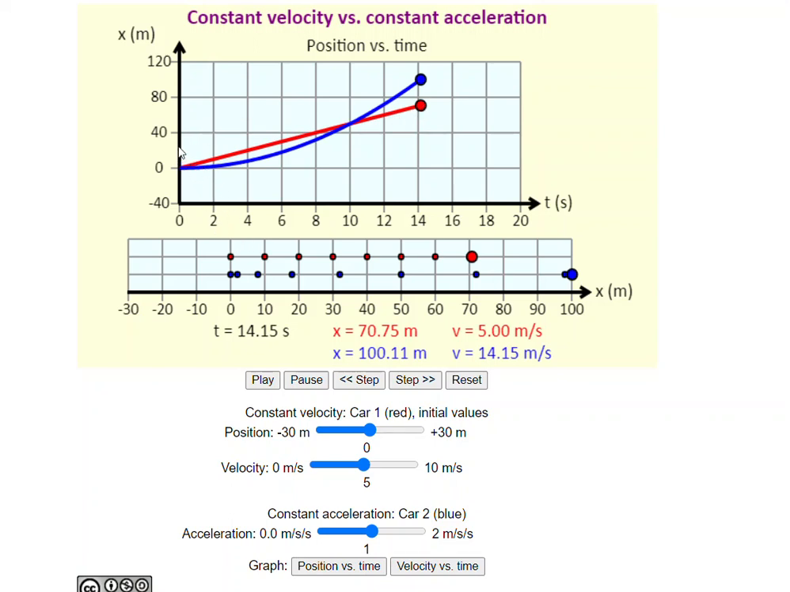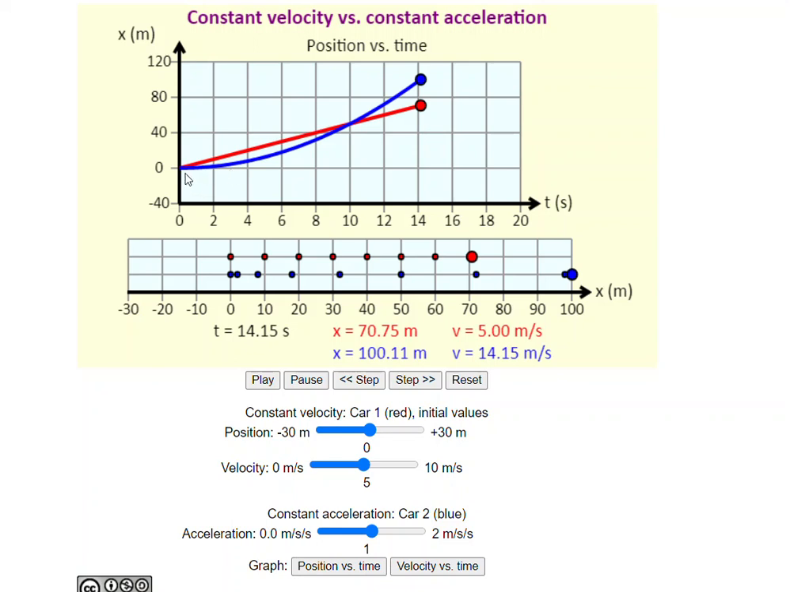It rises 5 meters every second. So its slope is constant for constant velocity, and the slope is the rise over the run, meters per second, or 5 meters per second. But look at what's happening to the blue one. The slope is not the same. It starts out pretty flat, and then it gets steeper and steeper and steeper.